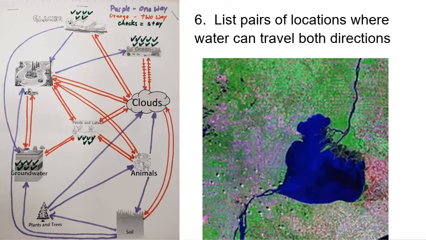Another example would be going from a river, and then we go into a lake. On the other side of the lake, we dump back out into a river again. This is an example where water can go from a river to a lake and then back into a river again. So it's a both direction kind of movement of water in the water cycle.